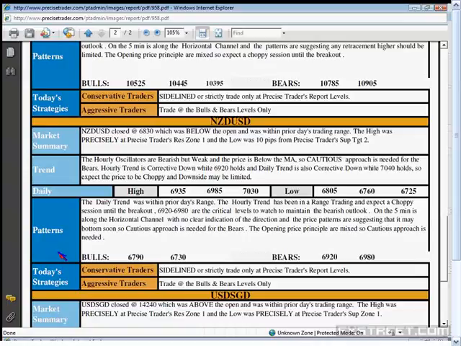The sections you have to pay more attention to are the patterns and today's strategies. Pattern-wise, the daily trend was within the prior day's range. The hourly trend has been in range trading, and expect a choppy session until the breakout. Later on I can show you the chart, because all the analysis we do is based on, especially on the hourly, the 2-hour chart. So I can show you the chart and you can see for yourself how it has been trading, to support our statement.